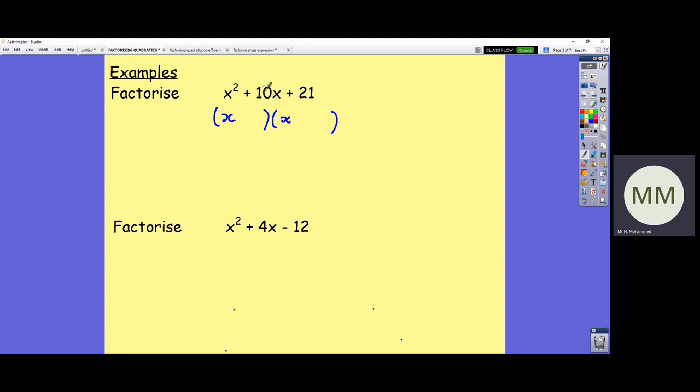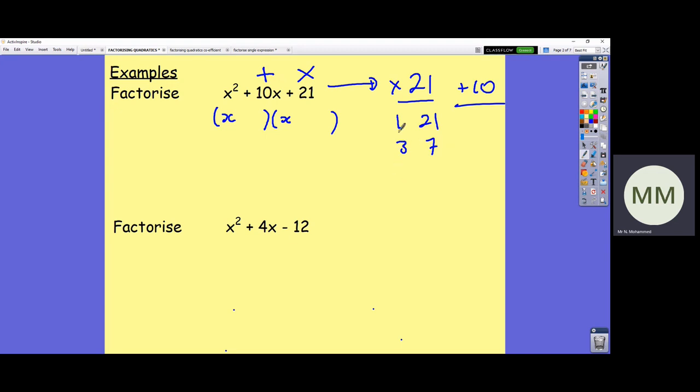One way that I would show students is to write plus over the middle number and times over the number at the end, then go separately: the times to give me 21 and the add to give me 10. I've got 1 and 21. I've got 3 and 7. And realistically speaking, I've got -1 and -21, -3 and -7 as well.